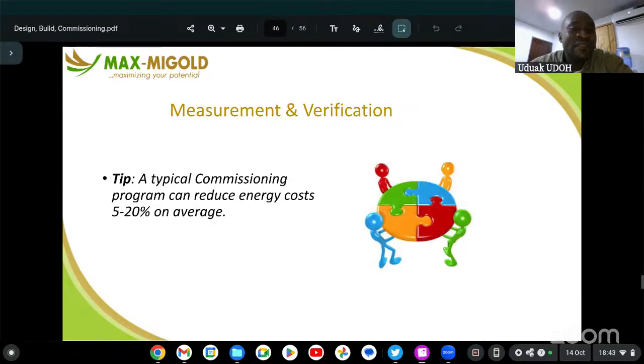It saves and reduces energy cost by 5 to 20%. It's a simple logic, guys. For instance, we talked about AC, right? If not properly installed, you keep on testing. Man, you can even spoil something in it. So why don't you install right and commission it well?